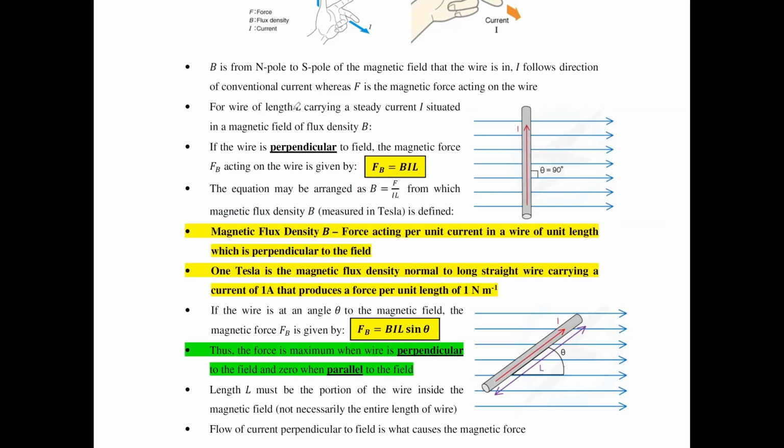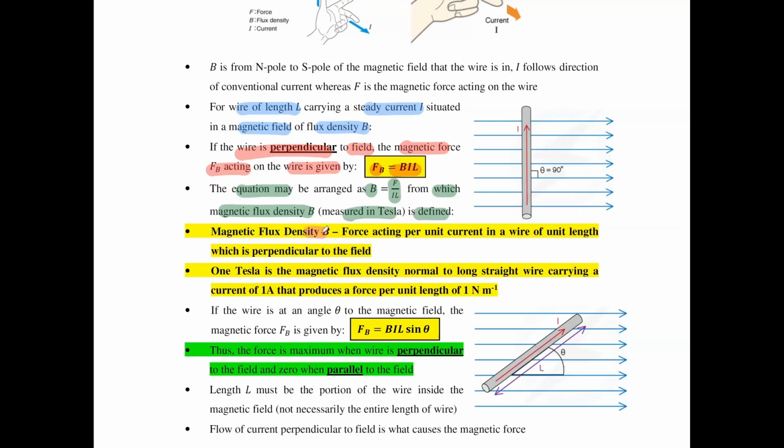For a wire of length L carrying a steady current I situated inside a magnetic field of flux density B, provided that the wire is perpendicular to the field, the magnetic force Fb acting on the wire will be given by Fb equals BIL. From here, the equation can be rearranged such that B equals F over IL, from which the magnetic flux density B, which is measured in Tesla, is defined.